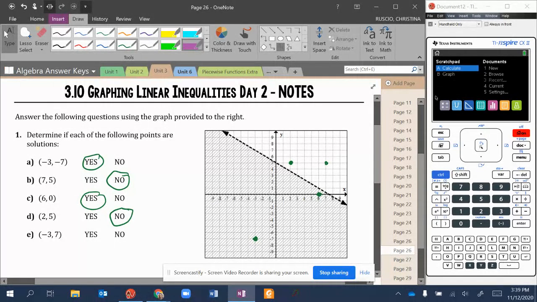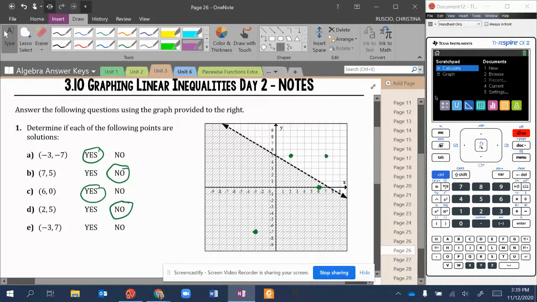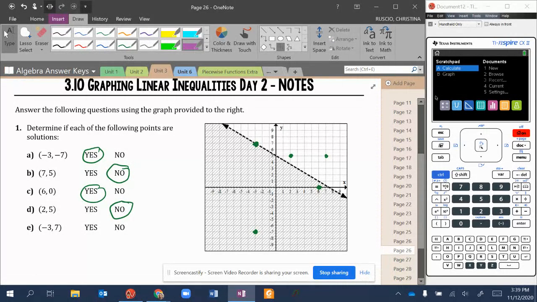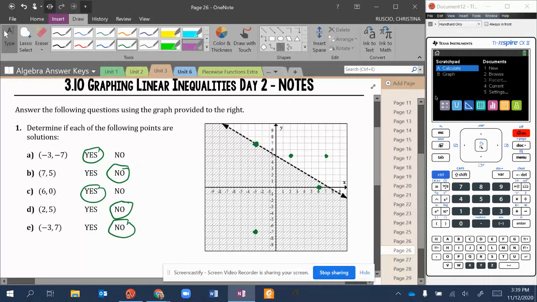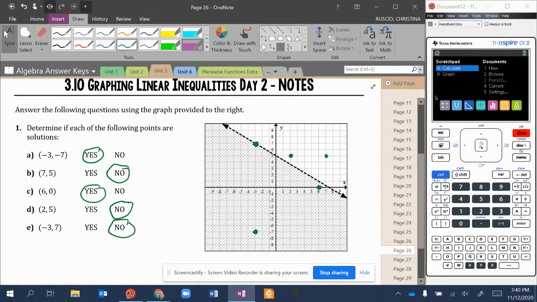All right, and last but not least, (-3, 7). Ooh, this one's a tricky one because it's on a dashed line. But remember, dashed lines are not really solutions. So if it's on a dashed line, it is not a solution. Had that been a solid line, we would have said that (-3, 7) was a solution.